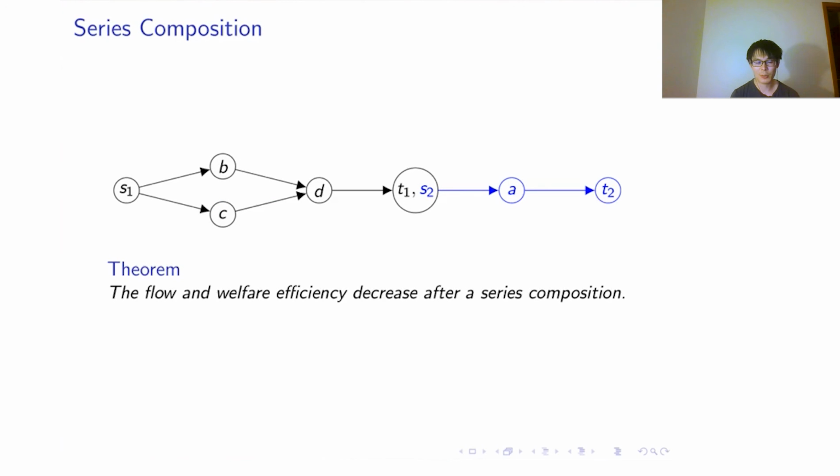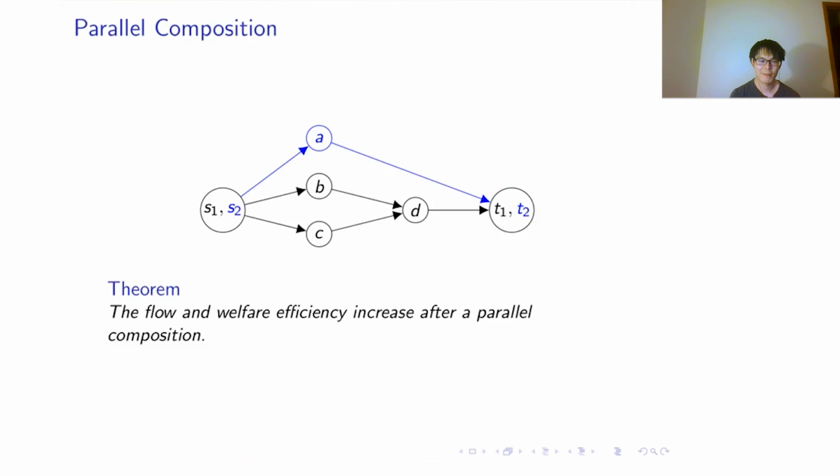Again, suppose the source production cost and the ending market price are both unchanged. Then if we do some series composition, the flow and the welfare efficiency will decrease. Intuitively, this is because with multiple degrees of marginalization, the efficiency just goes down. While for parallel composition, suppose again the source and the sink have fixed price and production cost, then the efficiency will increase, and this implies that an increase of competition will just make the efficiency increase. Everyone will get more, basically.